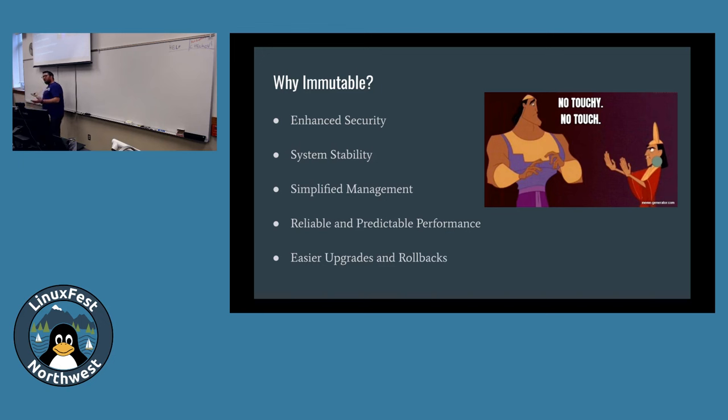Simplified management. I mean, this is why Chromebooks are immutable. They are built on an immutable system, and schools love them. Why? Because they're so easy to manage, right? And you can just power wash it, and then you're back off. Reliable, predictable performance. Because you're building that base image, you know what's in there. You know what's not in there, so you know how it's going to work. And then easy upgrades and rollbacks. Updates, everyone hates a distro upgrade, right? Everyone hates going from like 23.05 to, you know, whatever. And then rolling back can be extra painful as well. And with an immutable system, we don't really have that.